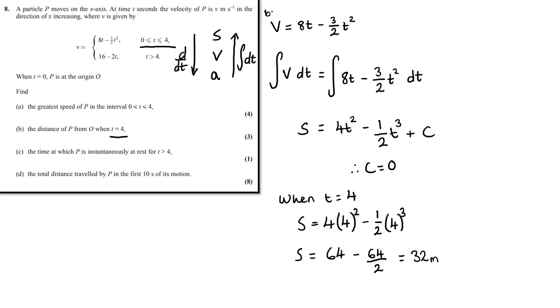So we'll just keep that up here. Part C is just literally 1 mark, nice and easy. So the time at which P is instantaneously at rest for t being greater than 4. So this is now the first time that we're working with this expression here.